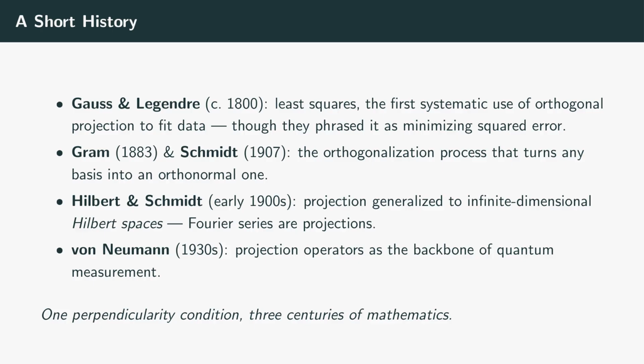Then David Hilbert and Schmidt lifted projection into infinite dimensions, into what we now call Hilbert spaces, and there the projection of a function onto a set of orthonormal waves is exactly a Fourier series. Finally, in the 1930s, John von Neumann made projection operators the mathematical heart of quantum measurement. One humble condition, make the error perpendicular, runs through three centuries of mathematics and physics.